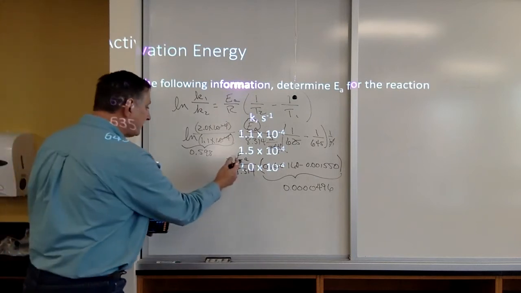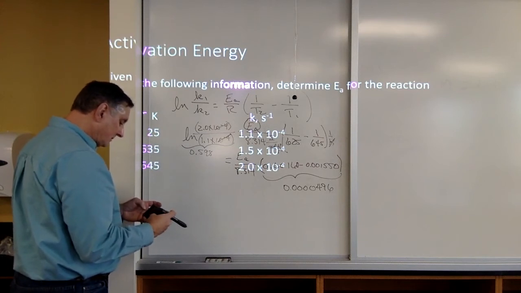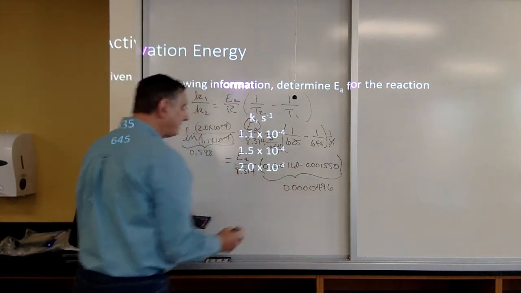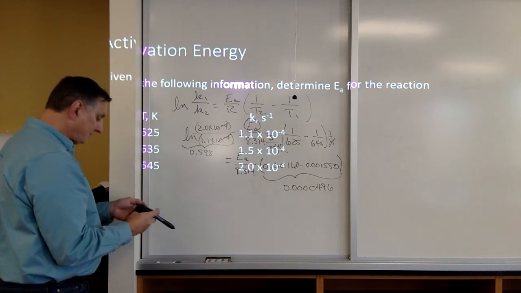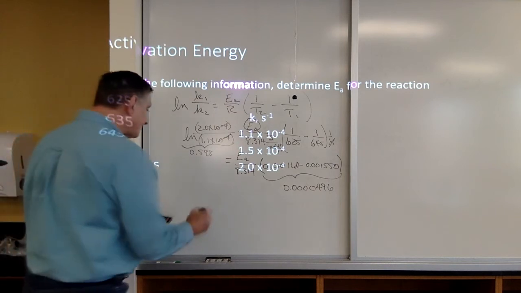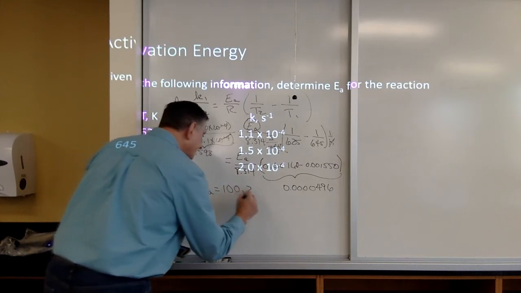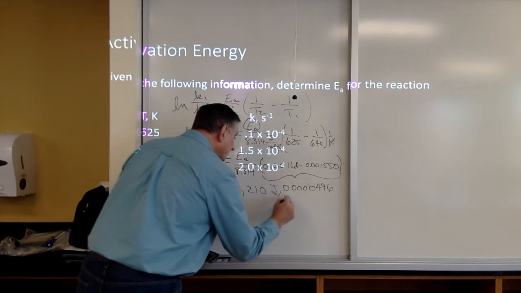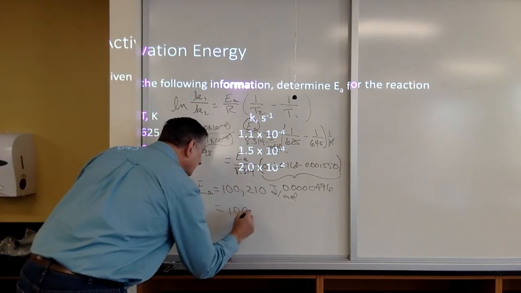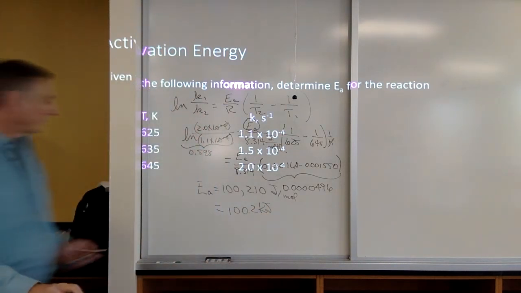So E sub A, we multiply both sides by 8.314. This becomes 4.97 equals E sub A times that. So I divide by that number. And I get 100,210. That is joules per mole, or just joules for the reaction. And this is 100.2 kilojoules. That's it.